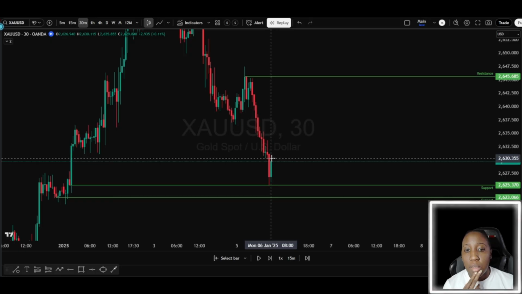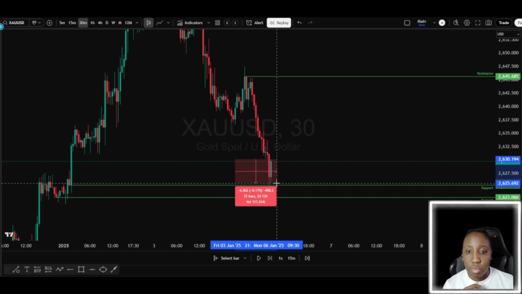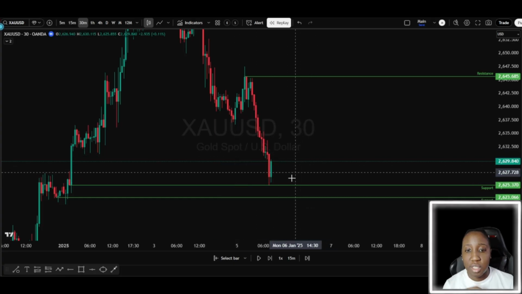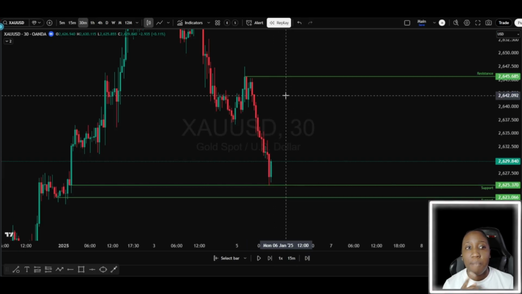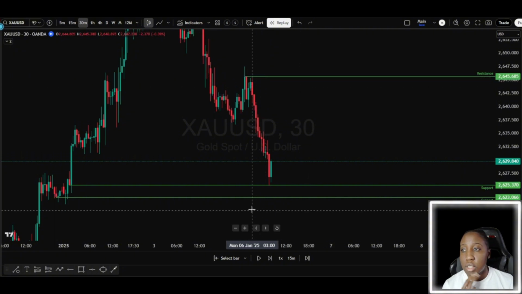I would look to take some buys here at the break of this candle's high. How big is the stop loss? 45 pips. That's decent. I'd actually put my stop loss just below this support here. And I'm going to put my TP back at the highs. Just play the range.